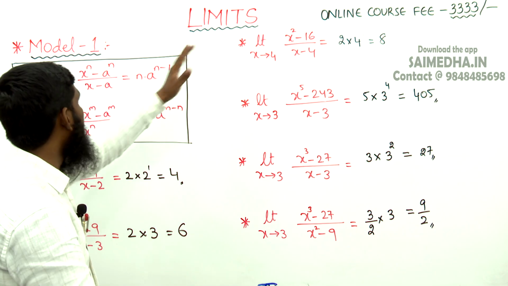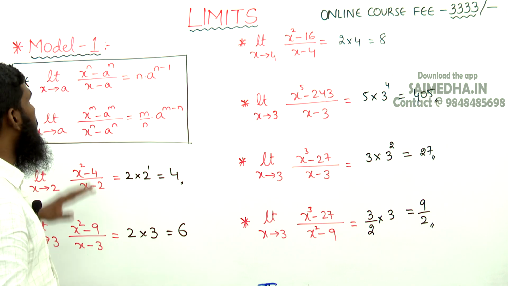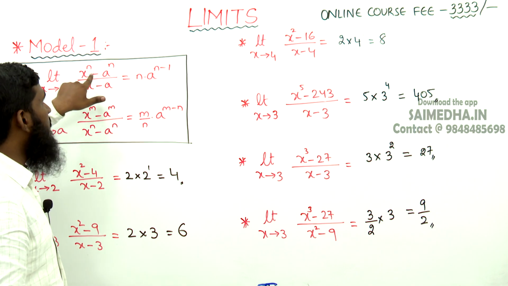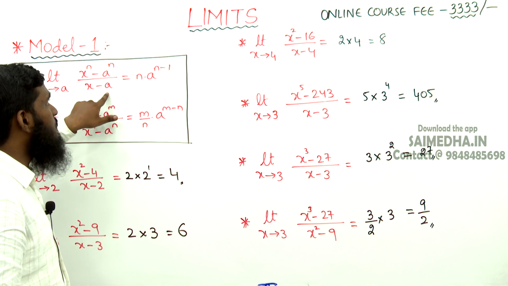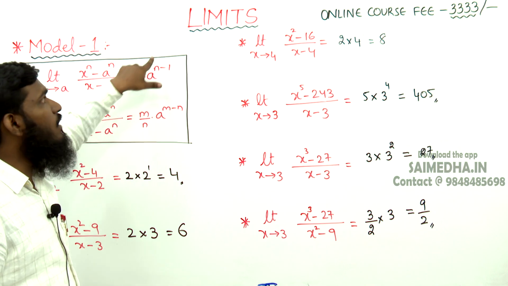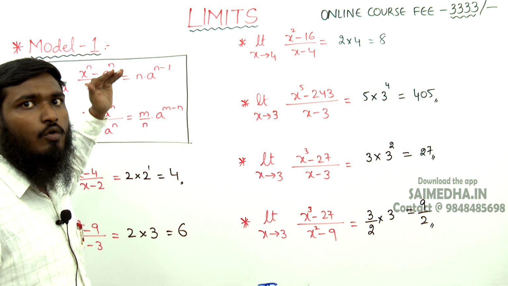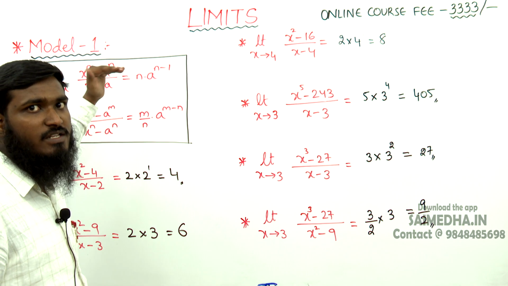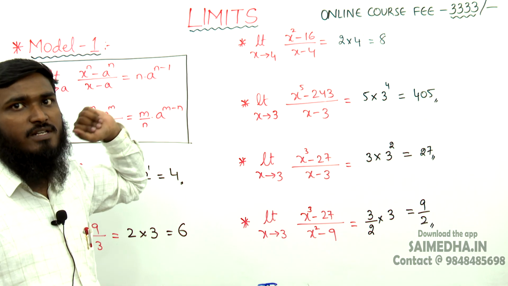Is it clear? So what is the TSR, the model number 1 over here? Limit x tends to a, x power n minus a power n divided by x minus a is equal to n into a power n minus 1. Only using this one concept, this one formula, we can solve a number of questions from this.